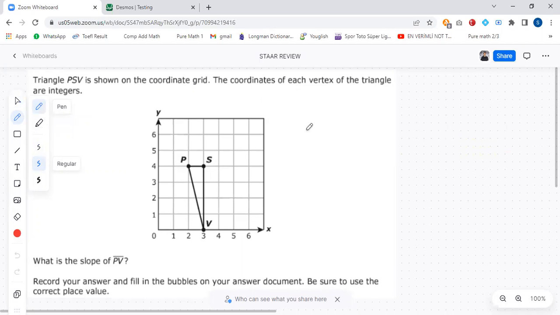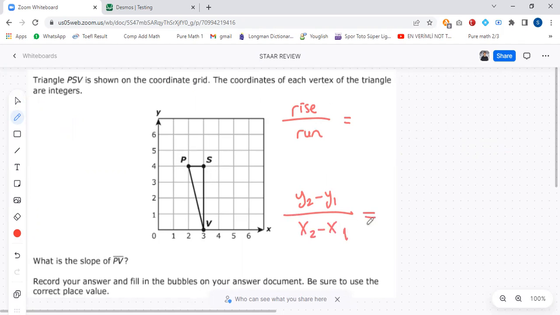Okay, so now, once again, let's use the same way. Let's do rise over run. We can also do y2 minus y1 over x2 minus x1. So as you can see, what is the slope of PV? So P is right here and V is right here. So let's do rise over run first.